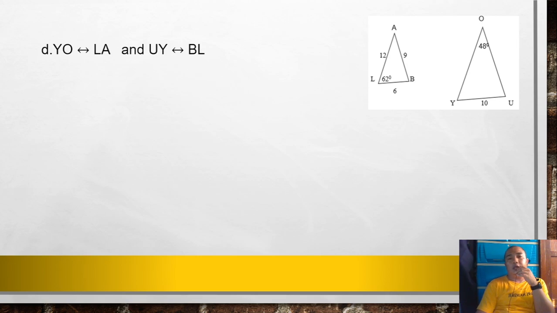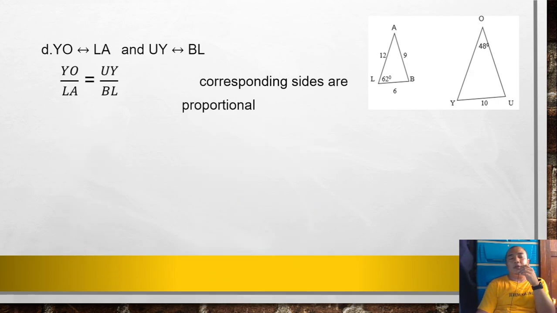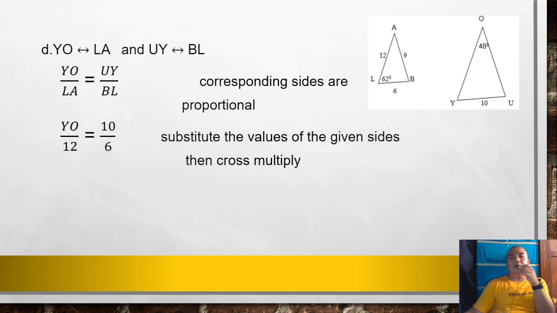With regards to the sides, solving for sides YO and OU. YO corresponds to LA and UY corresponds to BL. So, the corresponding sides are proportional. We have YO over 12 is equal to 6 over 10.